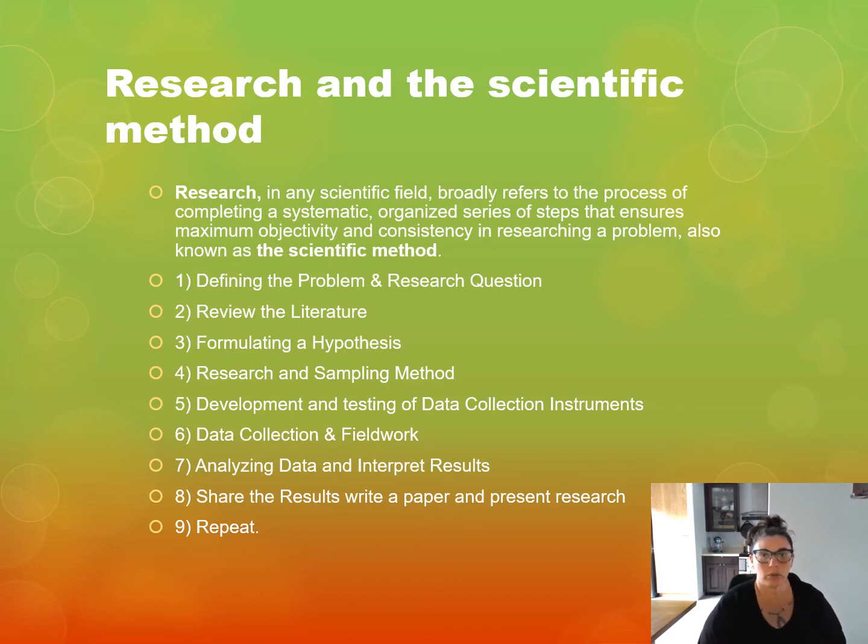So when we talk about research in general, it can be within any scientific field, but it usually means that we're referring to the process of the steps of research. So the steps of research are a systematic, organized series of steps. And the reason why we do it is because we're trying to eliminate bias or ensure maximum objectivity and consistency in researching any particular problem. This is called the scientific method.